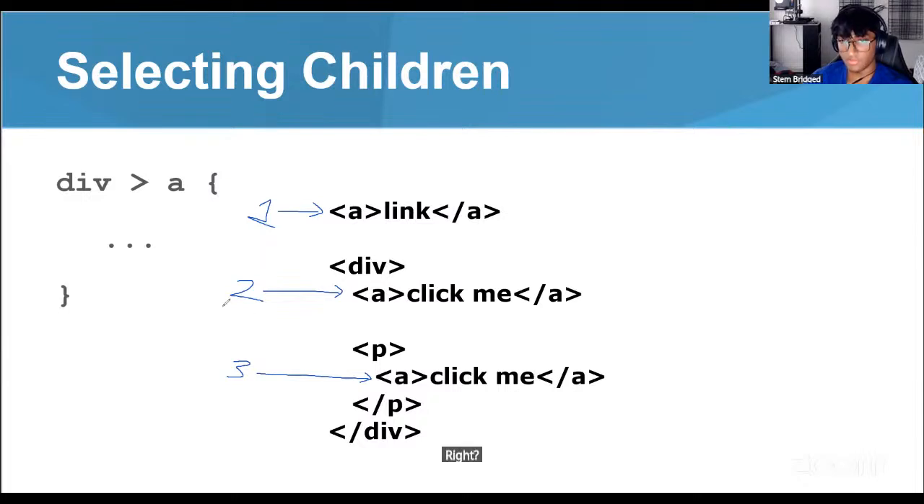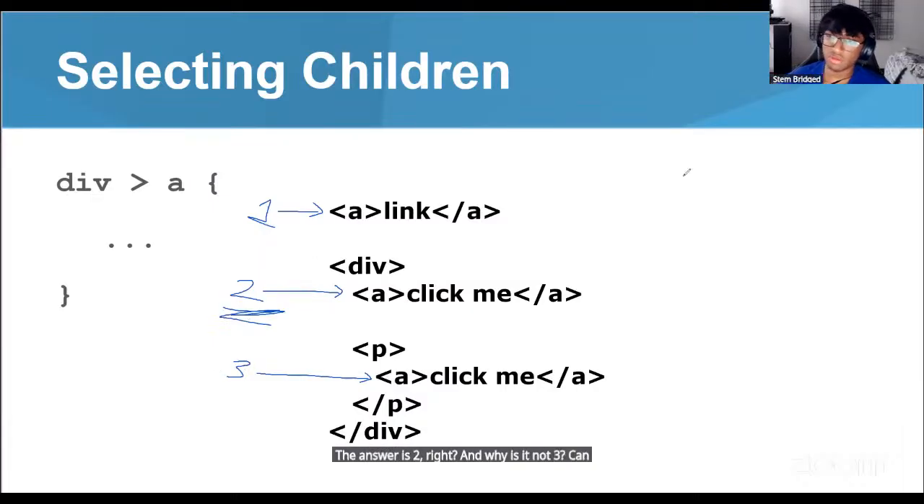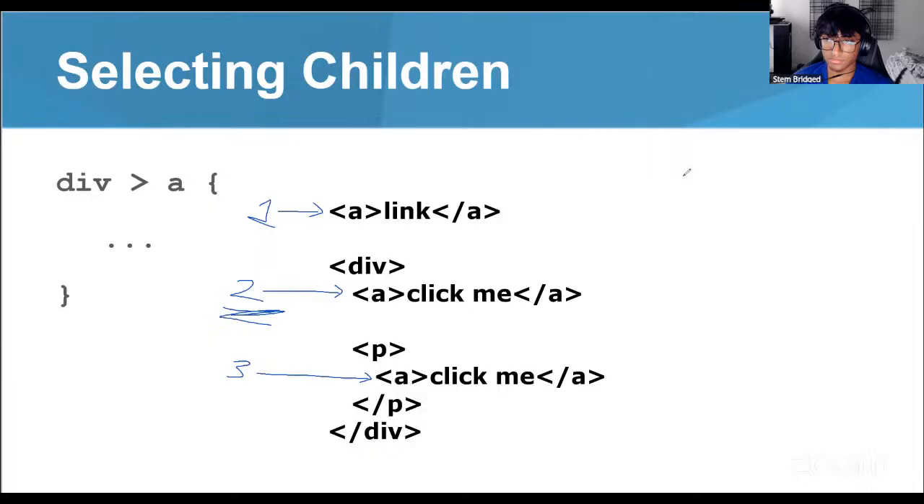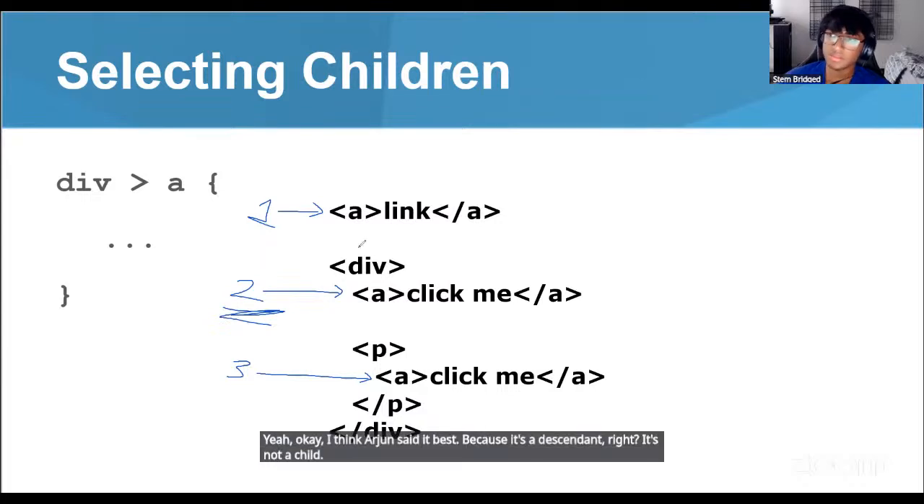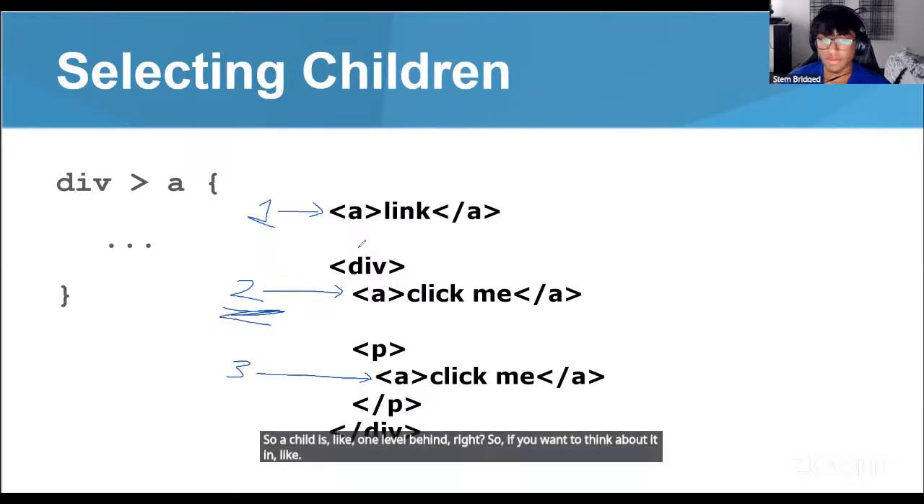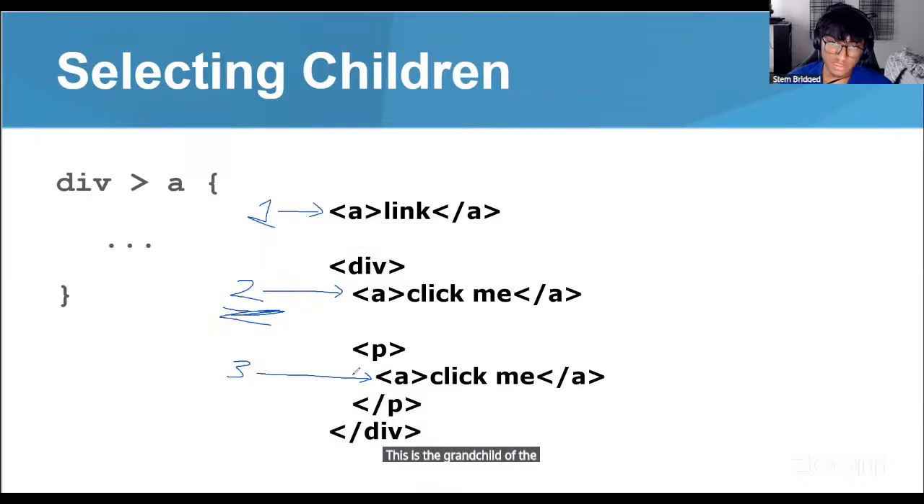But the answer is 2. The answer is 2, right? And why is it not 3? Can someone tell me why it's not 3 without spamming? Yeah, okay, I think Arjun said it best because it's a descendant, right? It's not a child. So a child is like one level behind, right? So if you want to think about it in exact terminology, this is the grandchild of the div, because it's two levels inside the div.